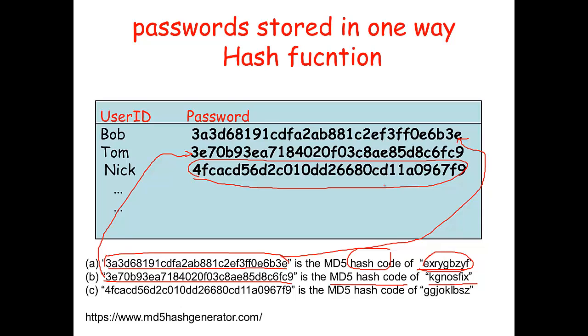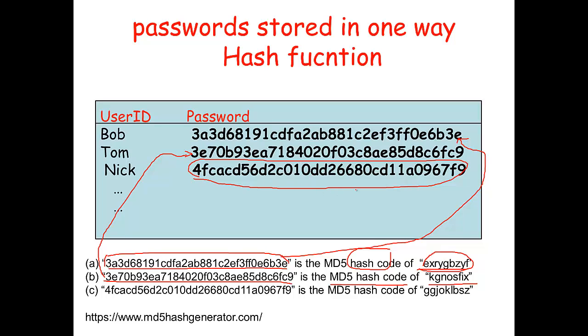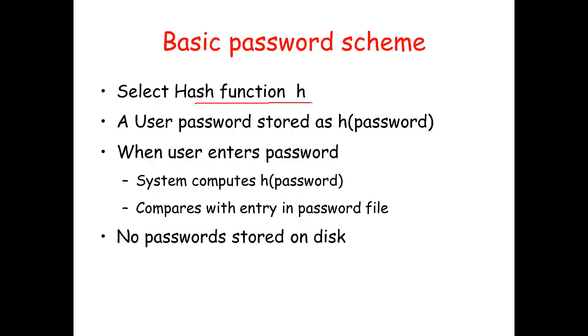So how does this system work? Firstly, you need to select a hash function. In our example, the hash function is MD5. That's the first step. You need to select a hash function H. Not just MD5, there are a bunch of hash functions you can select. Then a user password is stored as the hash code. You put your original password as the input, then compute the hash code using H. This hash code will be stored on the computer.